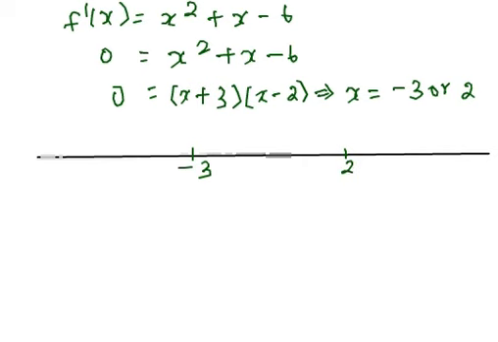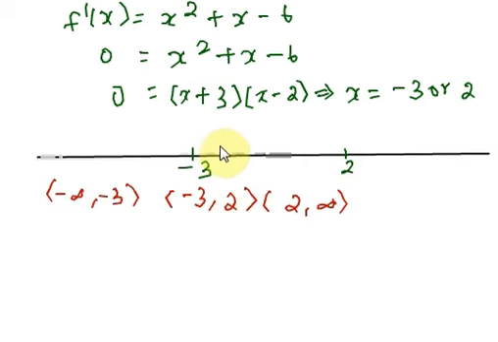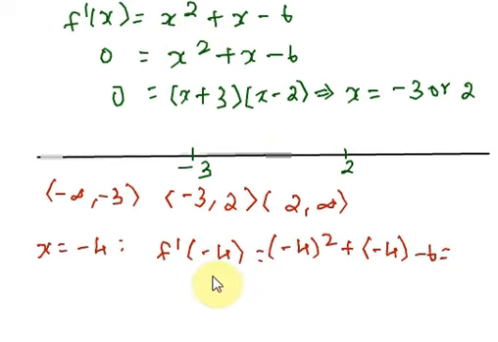Now let's test these intervals to see if they are increasing or decreasing. So we know that f'(x) is x^2 + x - 6. I'm going to pick some number in between, any number in negative infinity to negative 3. Let me take negative 4 and plug in that point in f'(x) and check whether we are getting a positive or negative number. So if I plug in negative 4 in this first derivative, I'm getting 6, a positive number. If f' is positive, then we can say that the function is increasing in this interval.